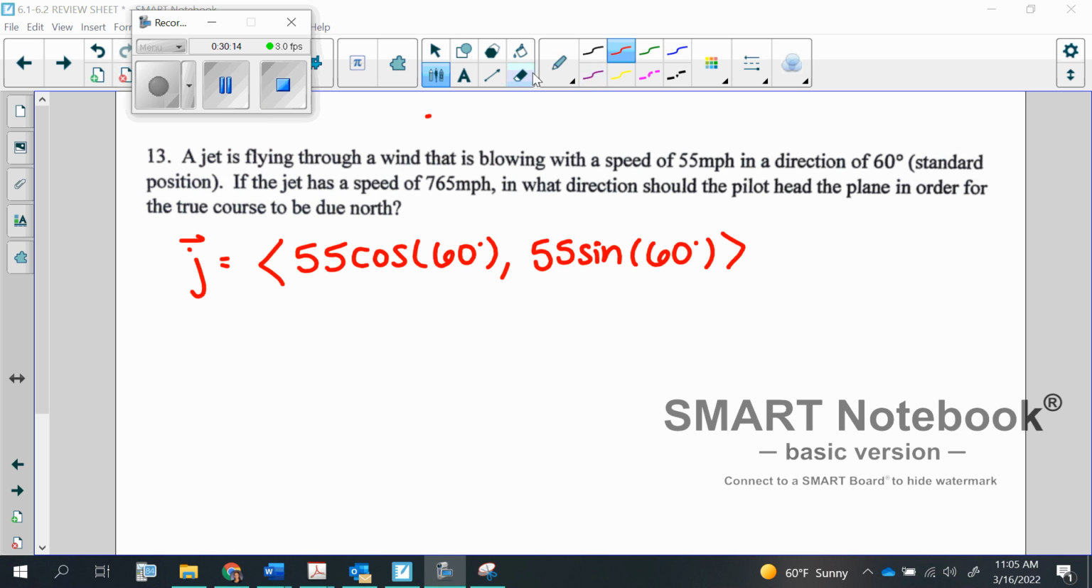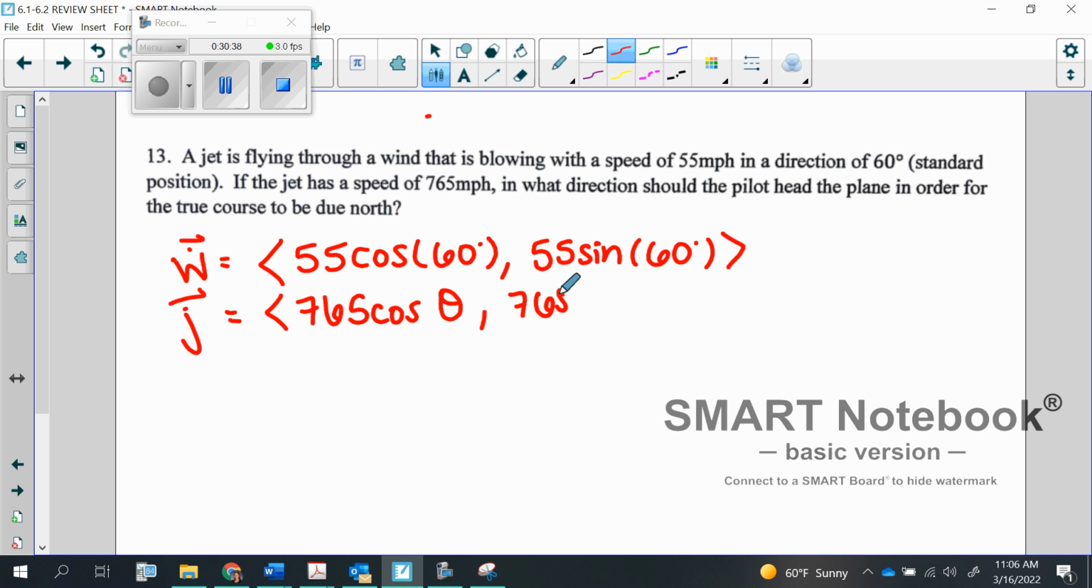Okay, let's try that again. So a jet is flying through a wind that is blowing with a speed of 55 miles per hour in the direction 60 degrees standard. So we know the wind vector. All we know about the jet is that it has a speed of 765 miles per hour, but it doesn't say in what direction. The question is what direction should the pilot head the plane in order for the course to be true north. So we don't have the angle there. That's what we're trying to find. Okay, so we don't have it for either component.